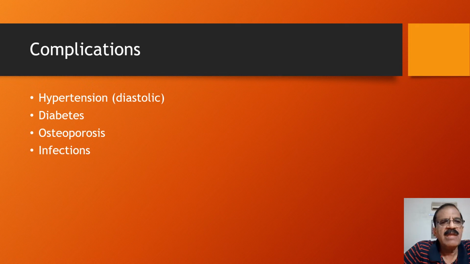Complications: there may be hypertension. Hypertension is otherwise also common in patients with Cushing syndrome. The typical pattern is diastolic hypertension. Diabetes is also possible, and osteoporosis, because of the effect of glucocorticoid, there may be premature and accelerated osteoporosis, and infections are also common.